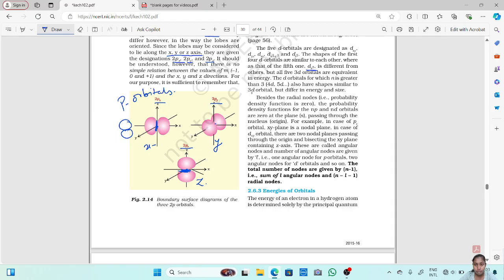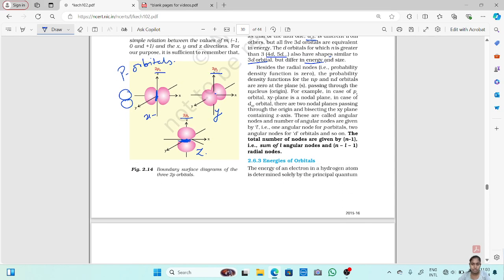But all the 3d orbitals are equivalent in energy, even though there is a difference in the shape of dz square. Their energy is the same for every orbital. The d orbitals for which n is greater than 3 also have shapes similar to 3d orbitals. Maybe 4d, 5d, any d orbitals have a similar shape, but they differ in energy and size.